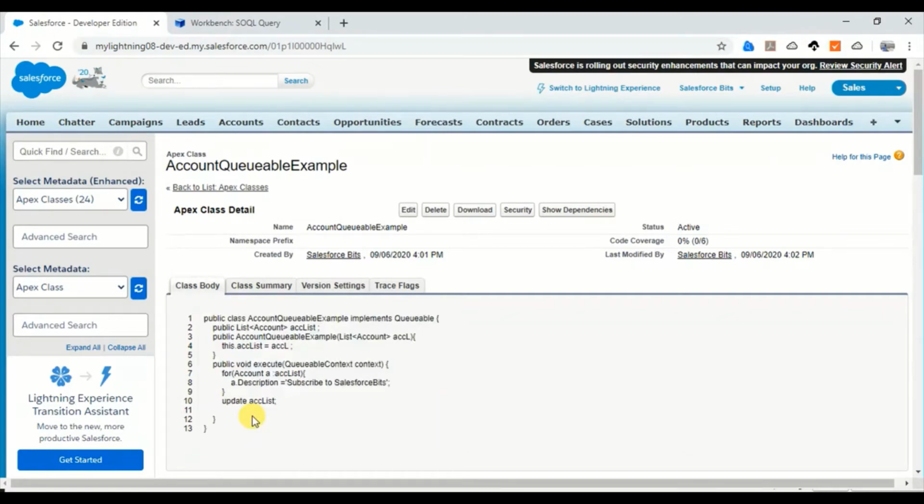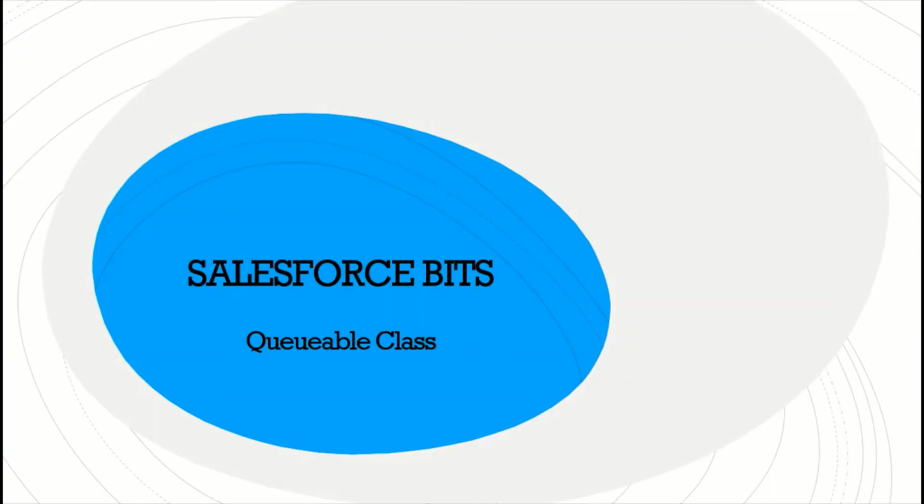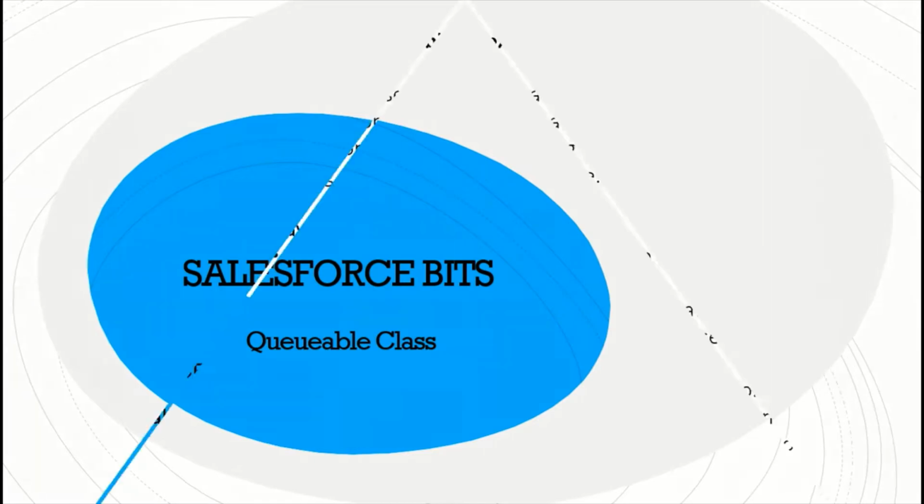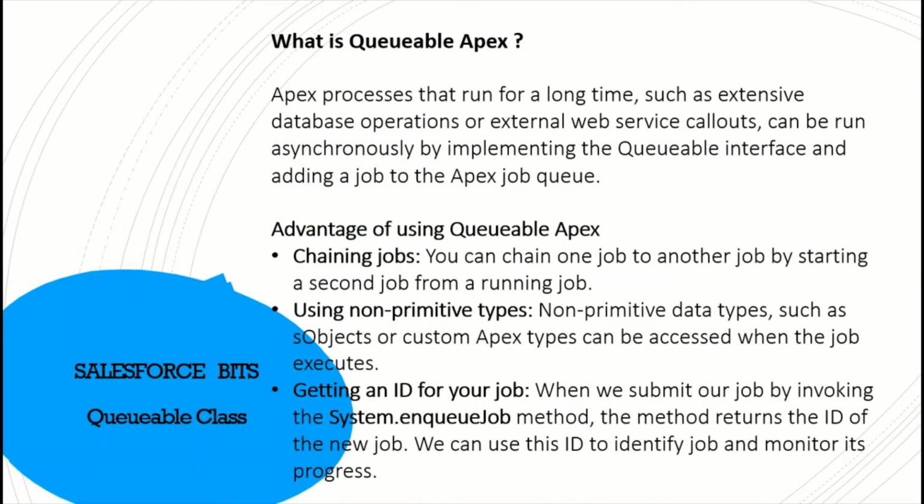So in this video, we are going to talk about Queueable Apex. So let's see, what is Queueable Apex? It's nothing but, as the name itself suggests, you can queue the Apex job. But what kind of Apex do you want to queue? If your Apex class is long running, has extensive database operations, and may have multiple web service callouts, which can be very time consuming, and you want to run it asynchronously, for those kinds of jobs you can add a Queueable interface to those classes and add it to the Apex job queue.